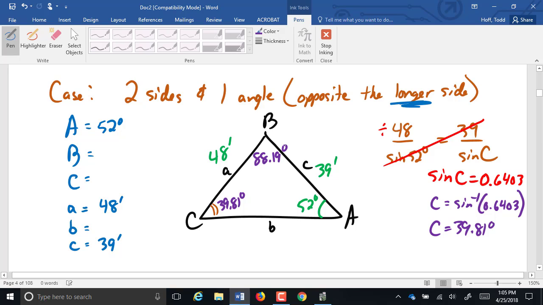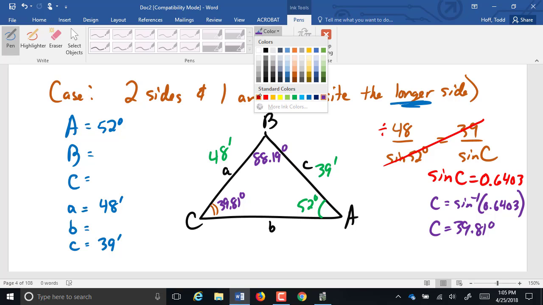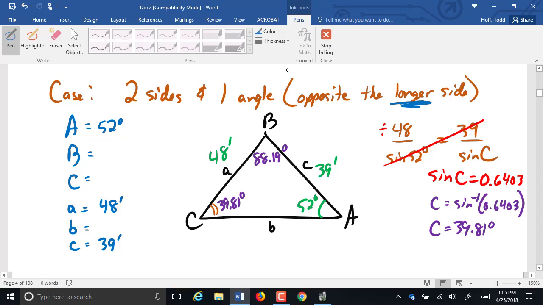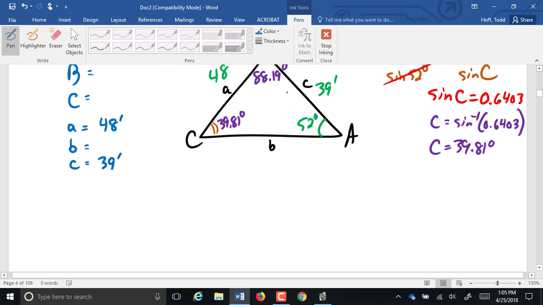$88.19. Does that look right? That looks right to me. So now we can find side B, just like we did up above. We still have our 48 over the sine of 52 degrees. We're looking for side B over the sine. Now we do have to use that angle. There's just no way around it. We have to use an angle we calculated.